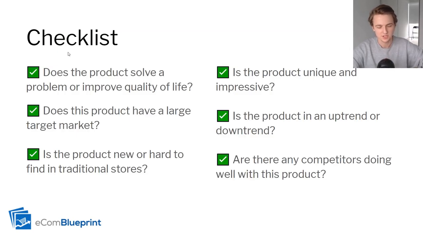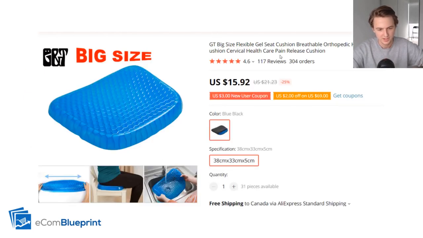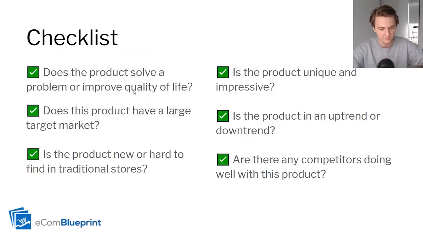I actually copied over the checklist. If you go to the product selection module, there's a PDF checklist here, but I'm just going to go over each point to show you that this really does meet literally each point of the checklist. Does the product solve a problem or improve quality of life? Yes, right? This solves a bunch of problems like back pain, a lot of pressure on your tailbone, poor posture. There's a ton of different pain points that you can sell this at, and it also improves the quality of life, right? It makes seats more comfortable, right? If you're uncomfortable sitting all day, having a comfortable cushion is going to improve your quality of life. And so it meets this first point.